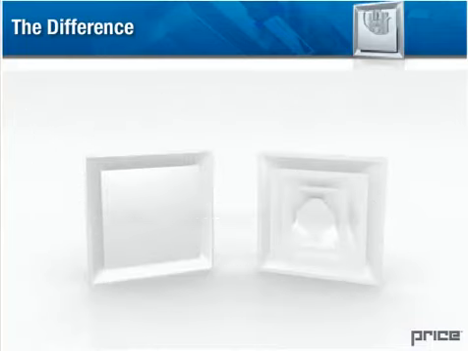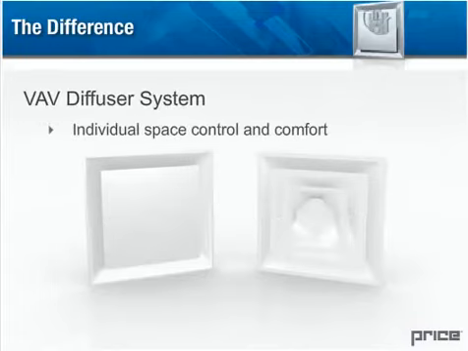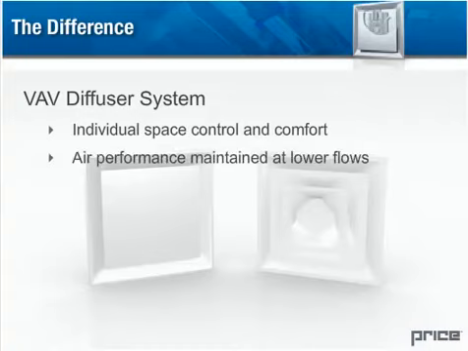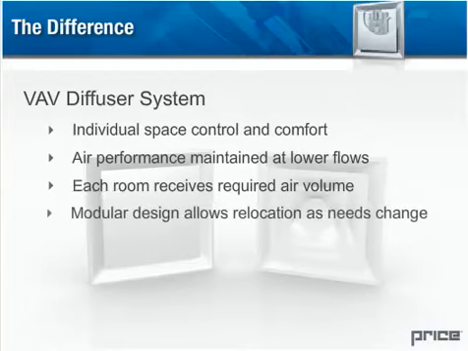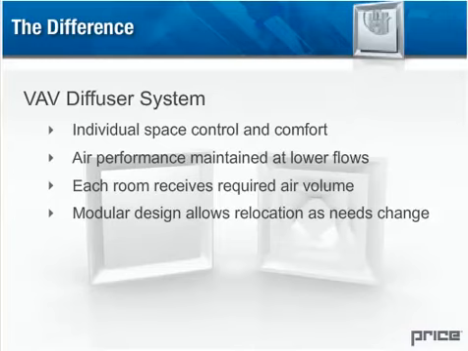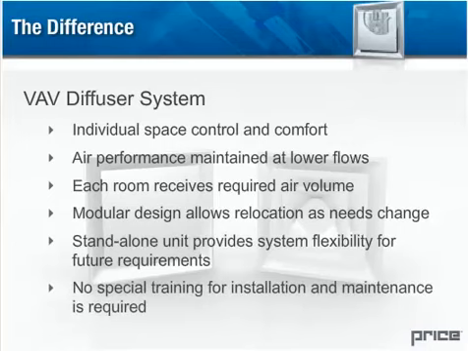Now, here are some characteristics of a VAV diffuser system using Price Varitherm diffusers. Individual space control and comfort. Air performance maintained at lower flows. Each room receives required air volume. Modular design allows relocation as needs change. Standalone unit provides system flexibility for future requirements. No special training for installation and maintenance is required. As you can see, VAV diffusers offer many advantages over conventional diffusers. We'll take a closer look at these benefits and how they can be credited towards LEED certification in the upcoming section.